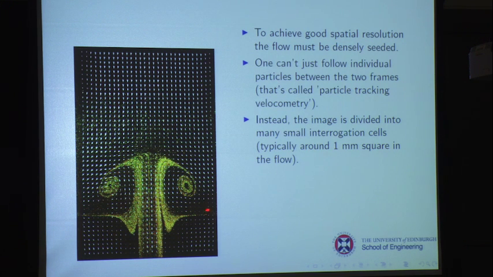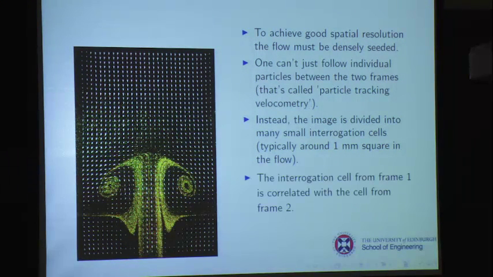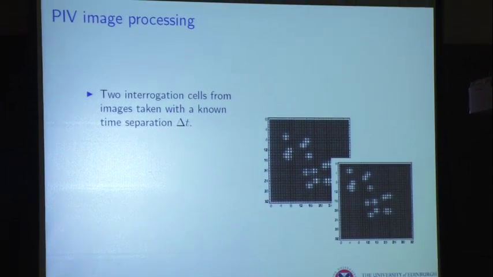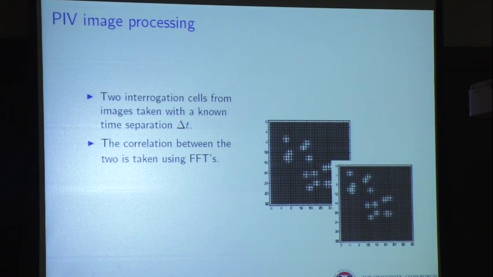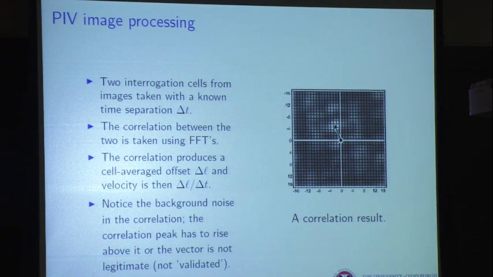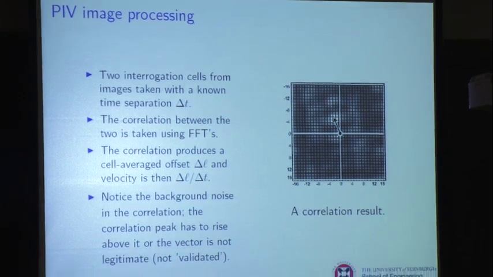So you divide this thing up into interrogation cells and you do correlations on them. I showed you this before. These are two synthetic interrogation cells. We're going to talk a little bit about how many particles are inside each cell. You do the correlation with the FFTs, and then you get this. This is the correlation, and the offset between the center and the peak of the correlation tells you what the distance was for this thing to travel. You divide it by delta t, which is something that you set, and that gives you velocity. So it seems very straightforward. And I talked about this background noise before.